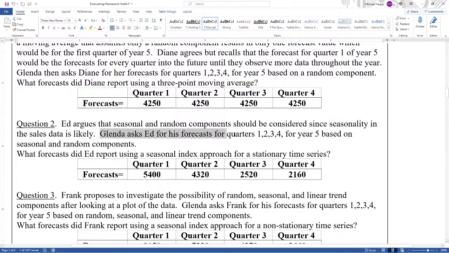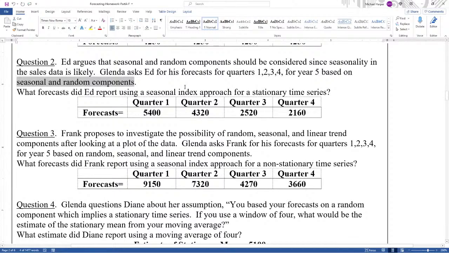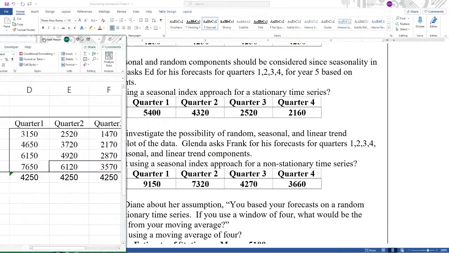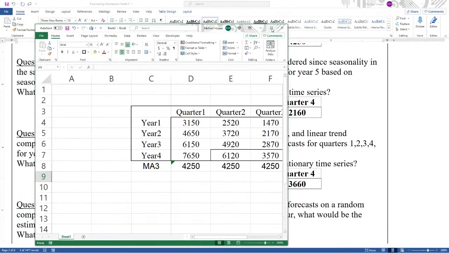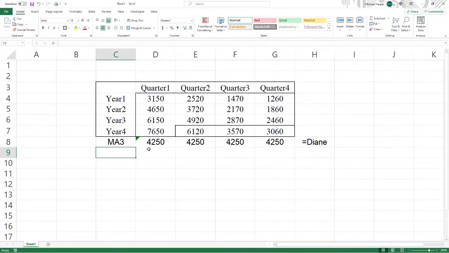Glinda asks Ed for his forecast for the next year, for year 5, for quarters 1, 2, 3, 4, based on seasonal and random components. Okay, and there's Ed's answers. So let's bring Excel back. And now when we have a seasonal and random component, then what we want for the forecast is the average of each season. So we already have the data block.